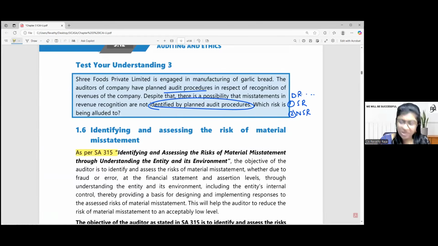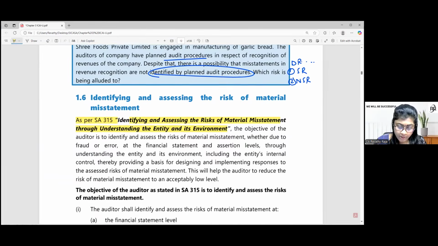Now, then they are starting with SA 315. See the word identifying and assessing the risk. Are you there with me? Hello? Okay. Then, yeah, 315.